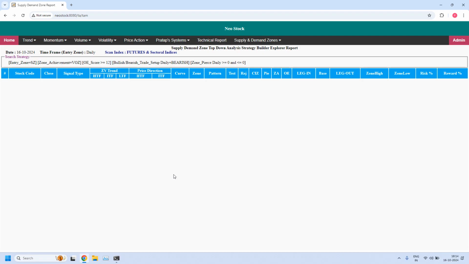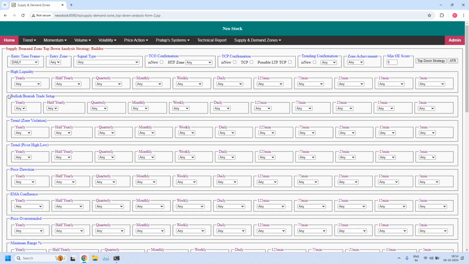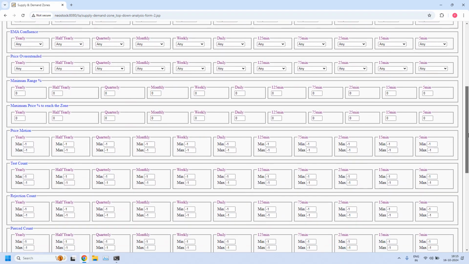So currently there are no stocks supporting bearish trade setup for monthly income trade. Next, bullish trade setup for weekly income trade. Entry time frame is 75 minutes. Entry zone, demand zone. In bullish or bearish trade setup at 75 minutes time frame, I am selecting bullish. The 75 minutes demand zone should not be pierced.